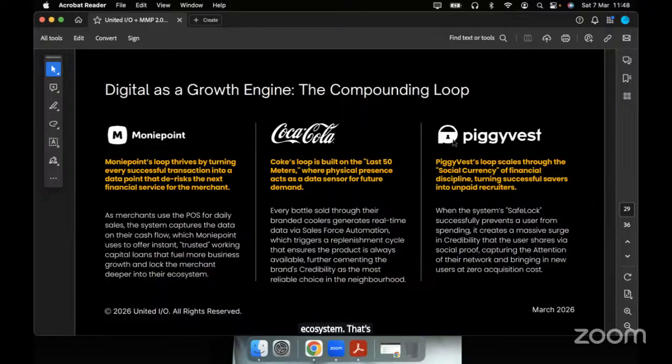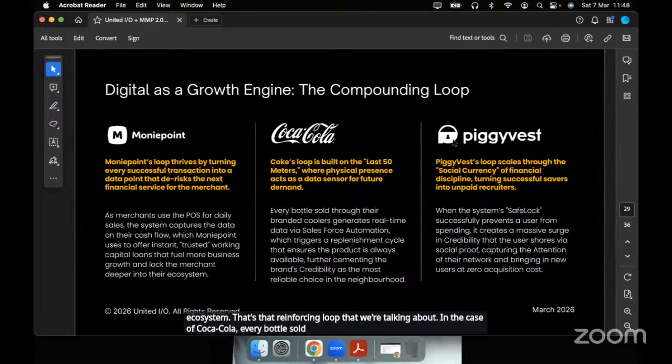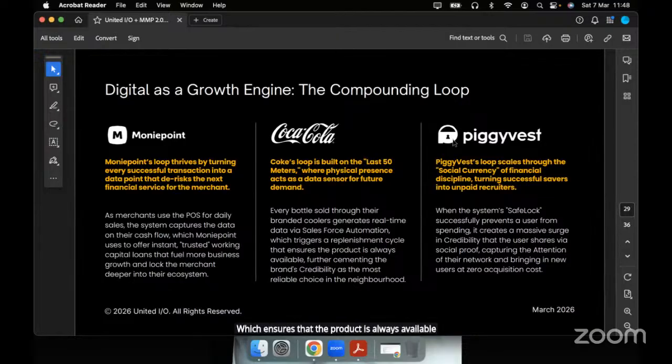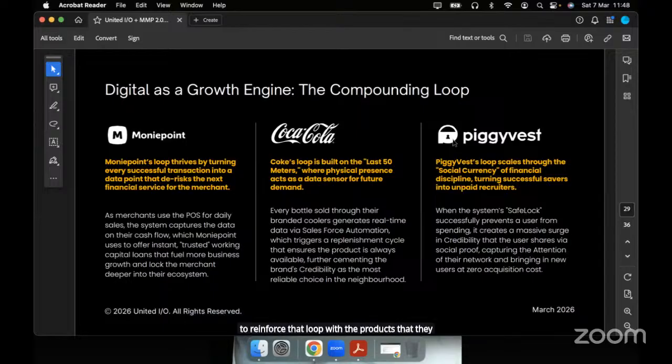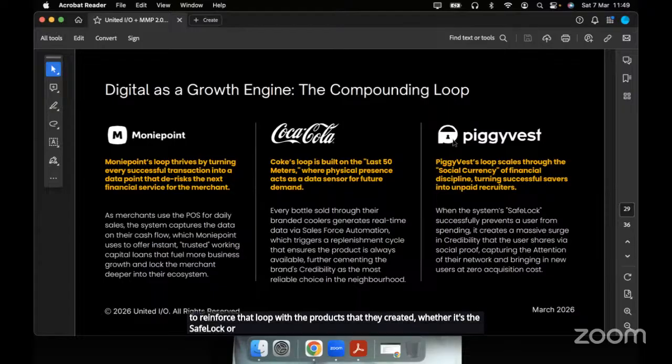That's that reinforcing loop that we're talking about. In the case of Coca-Cola, every bottle sold in every location is a data point for their automation platform that triggers what they refer to as a replenishment cycle, which ensures that the product is always available, and that availability further cements the credibility of the brand within the category. And finally is the PQS one, where they leverage their social currency to reinforce that loop with the products that they created, whether it's the safe lock or this automatic savings feature and things like that.